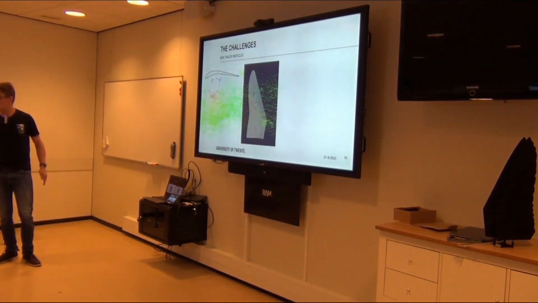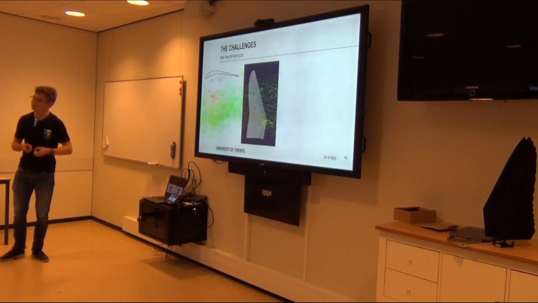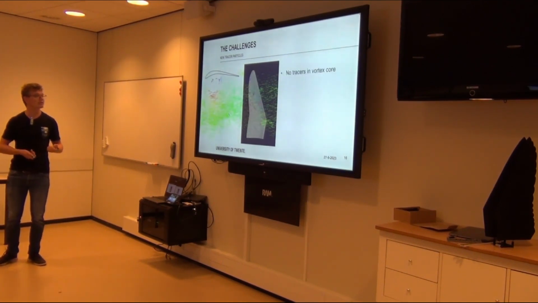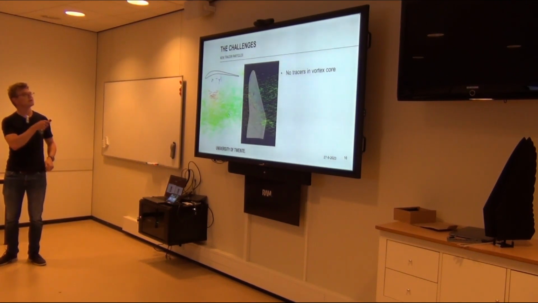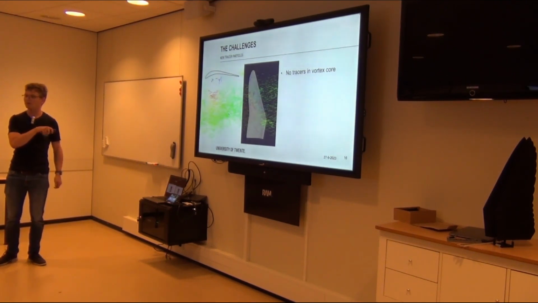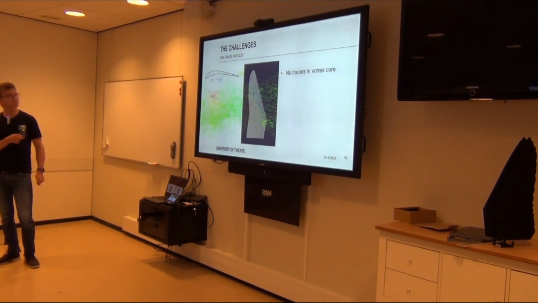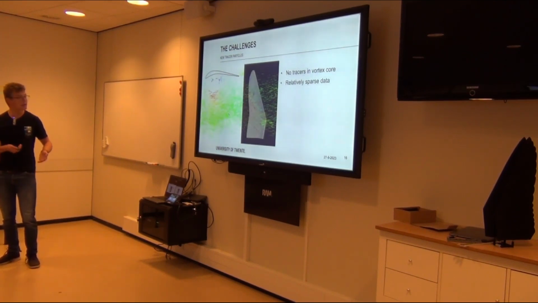Then the new tracer particles are great because they reflect more light, but of course there's also a downside. They are slightly heavier than air, and that gives us the following problem. We don't see that many, if at all, tracer particles in the core of our vortices. Not that great. Data is a bit more sparse than, for example, for PIV.